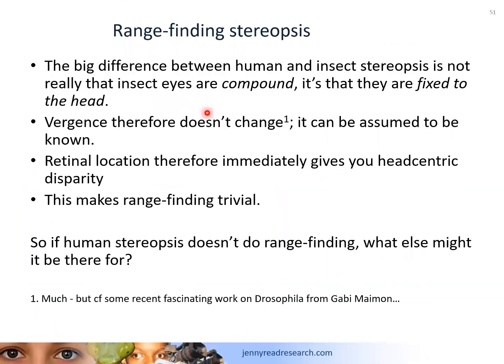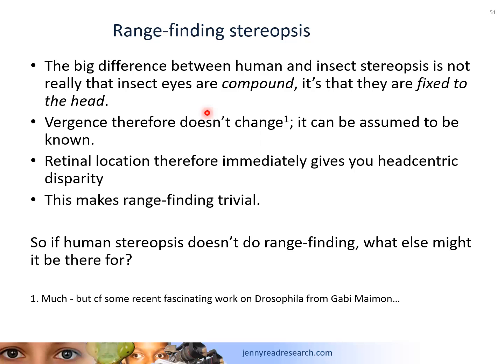So for me, the big difference between insect and human vision, and stereopsis in particular, isn't really that insect eyes are compound, so much as the fact they're fixed on the head. So this problem of vergence that we saw earlier doesn't apply to insects, you could just assume it's zero. Small footnote, because there's some really interesting work just coming out, the paper hasn't been published, showing apparently vergence movements through movements of the retina, little muscle movements shifting the retina under the array of lenses, which is fascinating. So I just want to acknowledge that. But to a good approximation, insect eyes are fixed, and therefore you don't need to worry about versions. And so the mapping from disparity on the retina to position in space is fixed and can be assumed to be known. And I think that's why they can do range finding, whereas we can't.